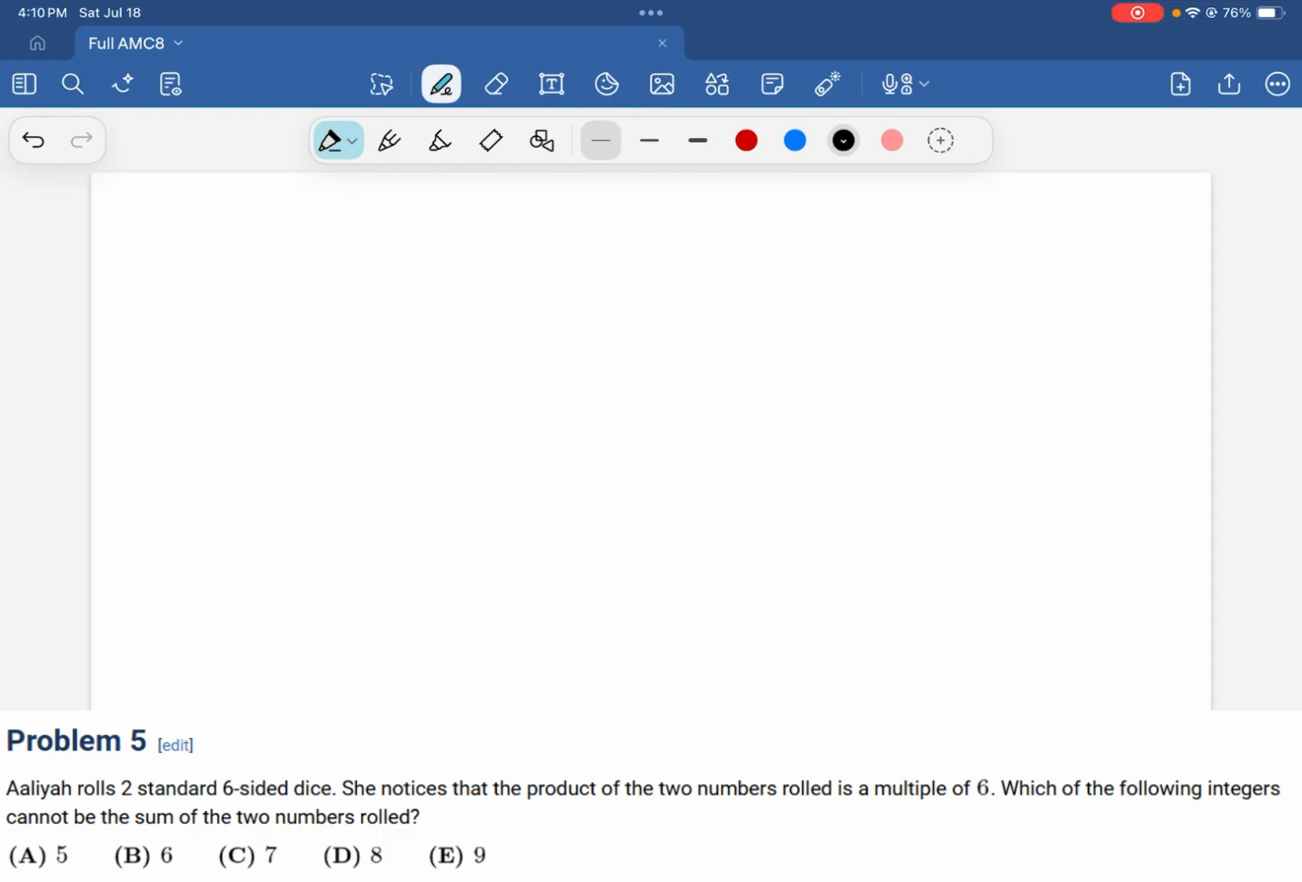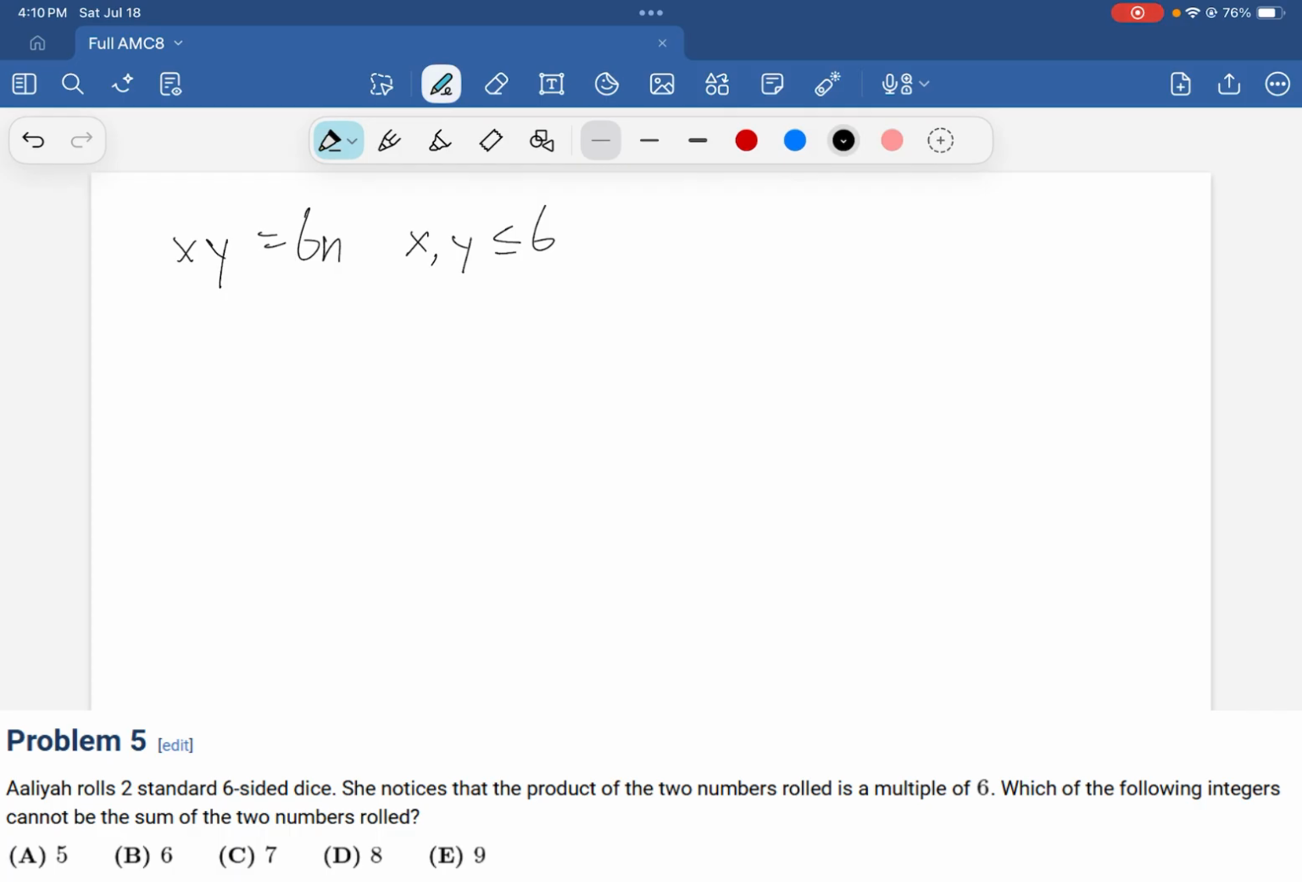Problem 5. Aaliyah rolls 2 standard 6-sided dice. She notices that the product of the 2 numbers rolled is a multiple of 6. Which of the following integers cannot be the sum of the 2 numbers rolled? So two numbers at most 6 multiplied to a number that's divisible by 6. So x and y are less than or equal to 6.